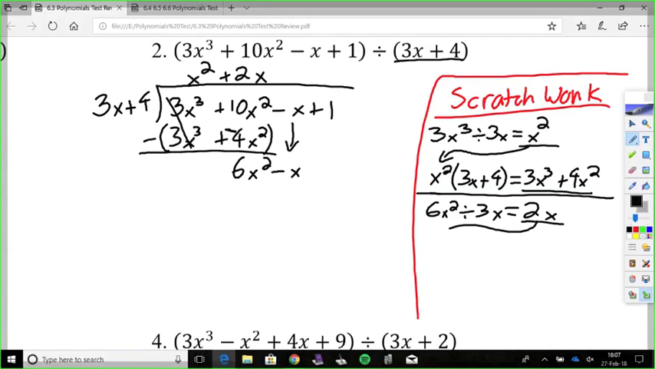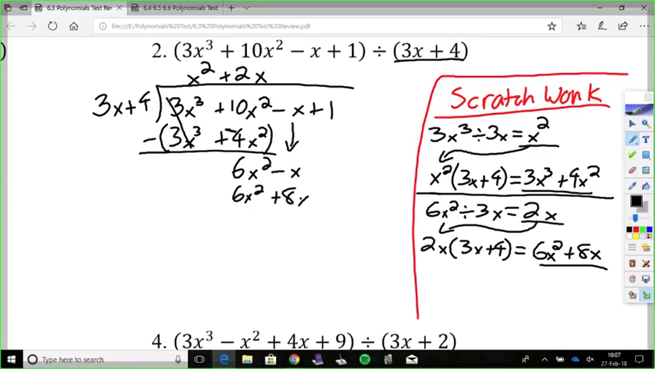And then we're going to use 2x and multiply it to the 3x plus 4. So when you do that, we'll get 6x squared plus 8x. And we'll take this product and put it underneath the problem. 6x squared plus 8x. I noticed in most people's work earlier, as I was helping them out, that a lot of people mess up the subtraction step. So you got to be careful.